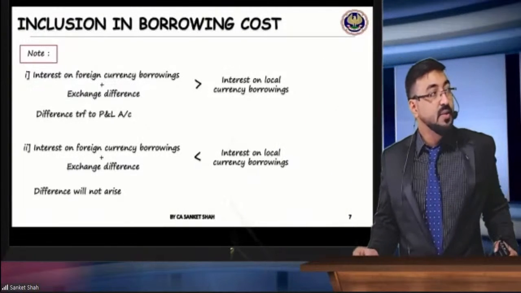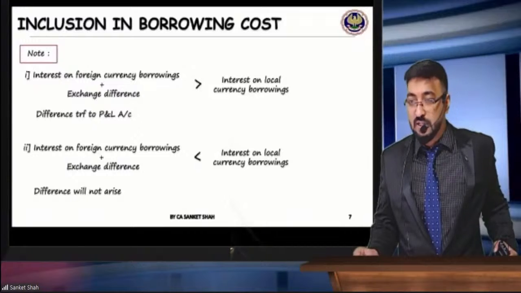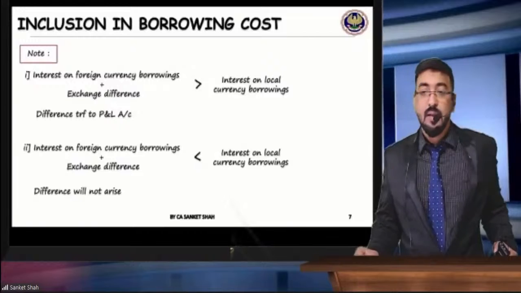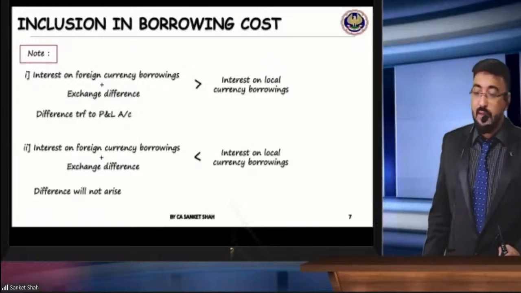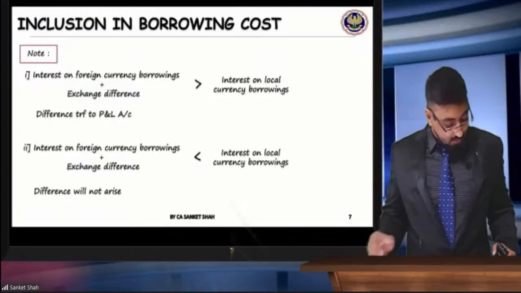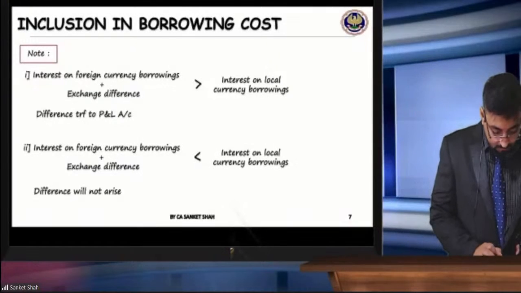So beta, if interest on foreign currency borrowing plus exchange difference is greater than the interest on local currency borrowings, definitely the difference will arise and that will be transferred to P&L. And in the second case, difference won't arise.